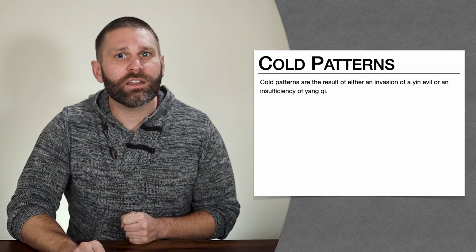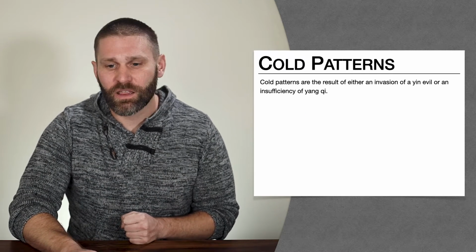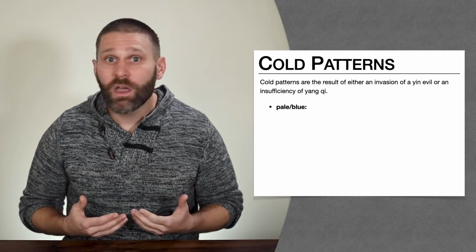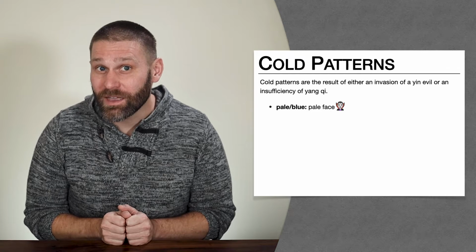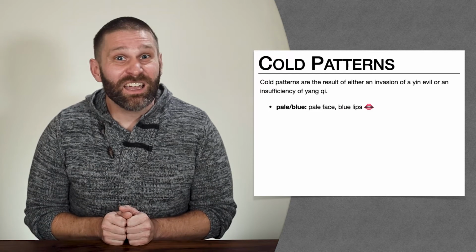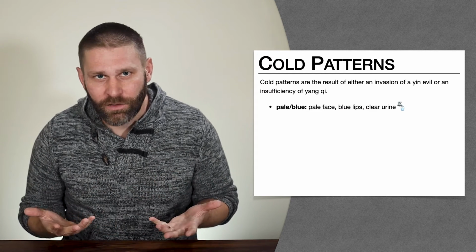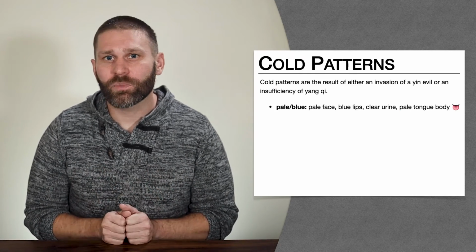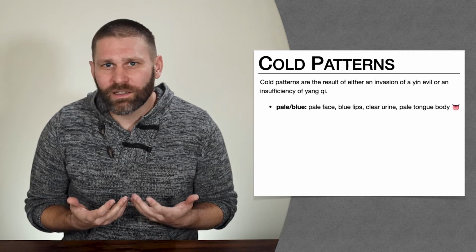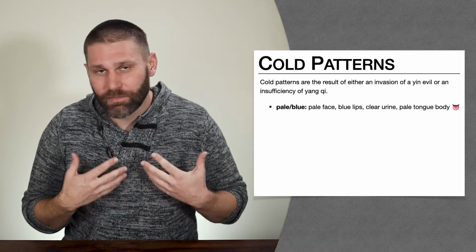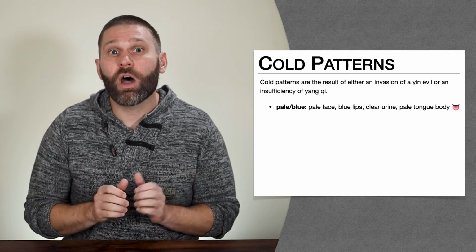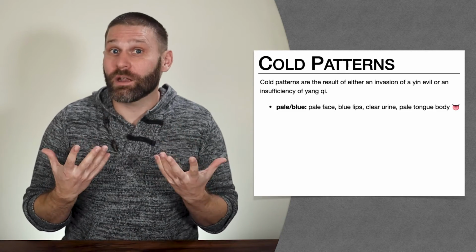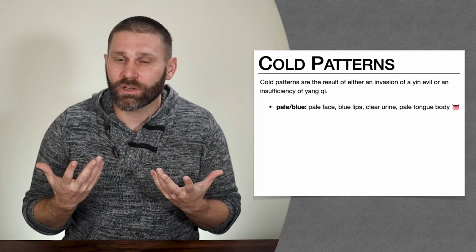So here we can kind of go through the same characteristics. The color of cold is pale or blue. So with cold patterns, we might see a pale face, blue lips, clear urine, as in not dark or not red, but clear, and a pale tongue. We can actually also see a blue tongue in cases of extreme cold, but I feel like that's pretty rare. More often, we're just going to see a pale tongue because there's not enough heat warming it up and making it that nice pinkish color.